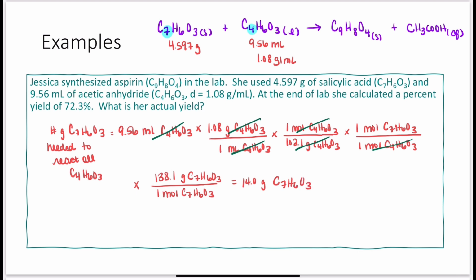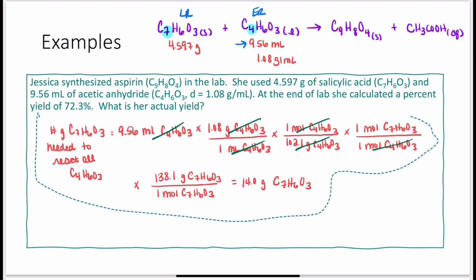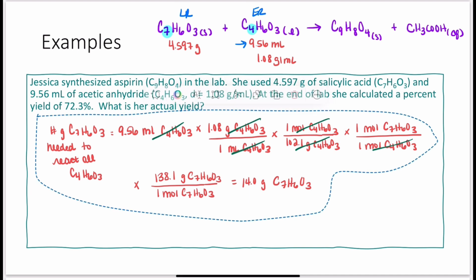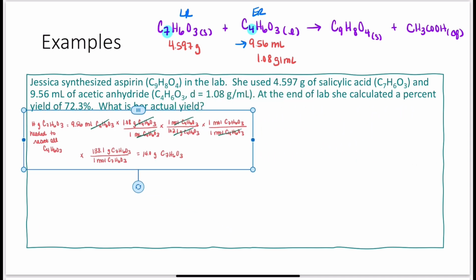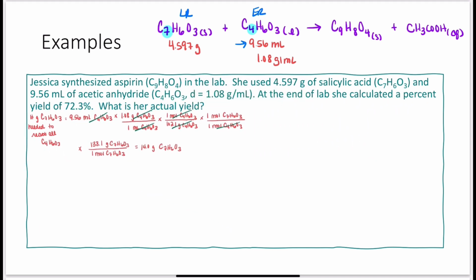What does that mean, though? What does that 14 grams mean? What that means is to react all 9.56 mL here, I need 14 grams here. I don't have 14 grams. Therefore, this is my limiting reactant, and this is my excess reactant. So I don't have enough, therefore I now know what my limiting reactant is. Now I can use that to determine how much aspirin I can actually make.